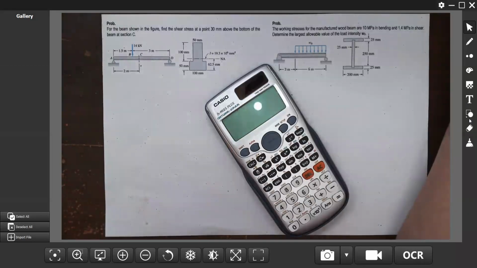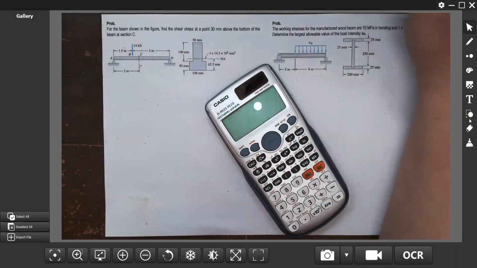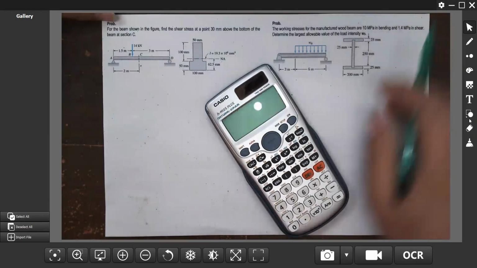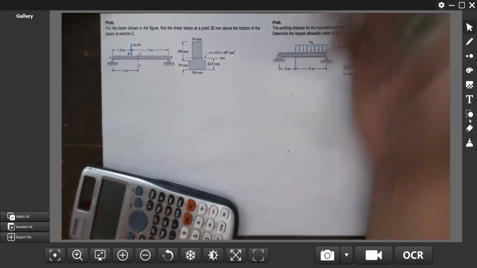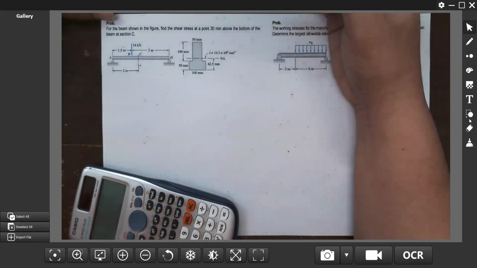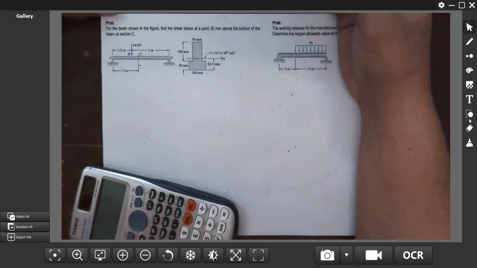For this video, I'm going to solve a problem. One problem about horizontal shear stress and another problem which considers both flexure and shear. Okay, so here's the problem. First one, for the beam shown in the figure, find the shear stress at a point 30 millimeters above the bottom of the section at C.